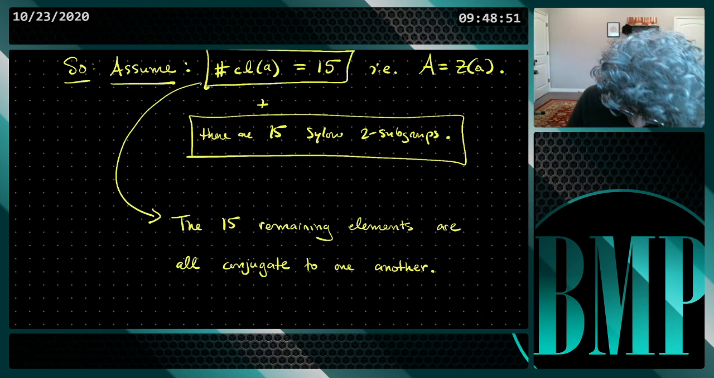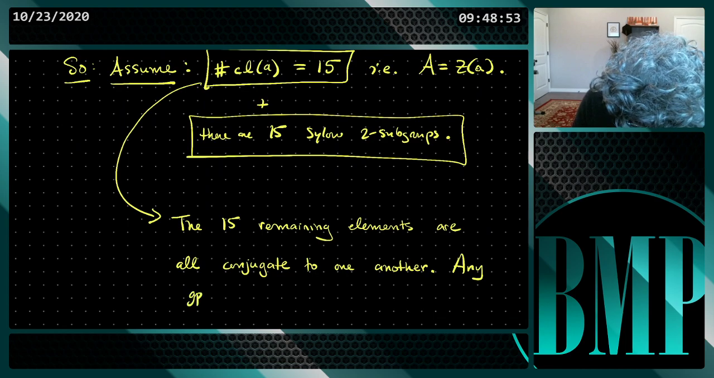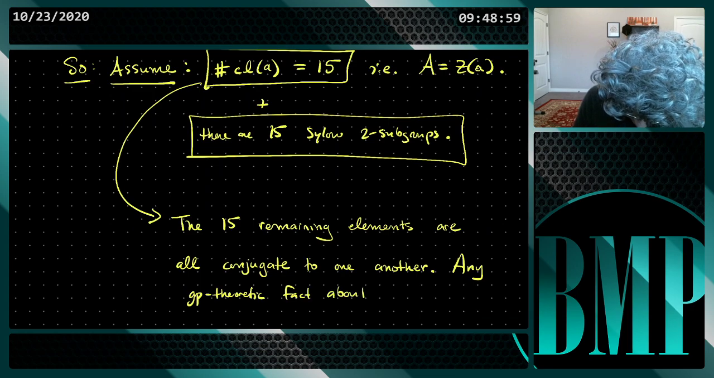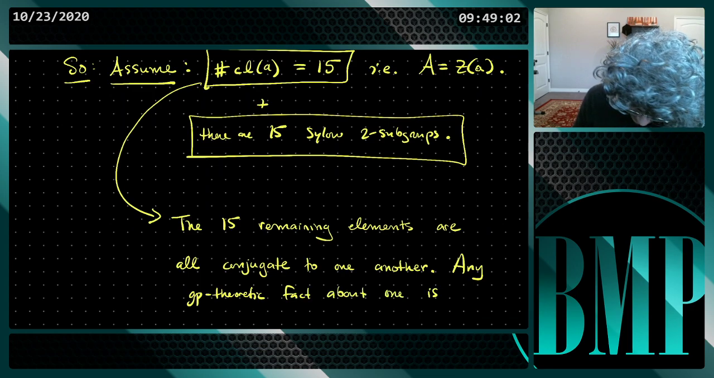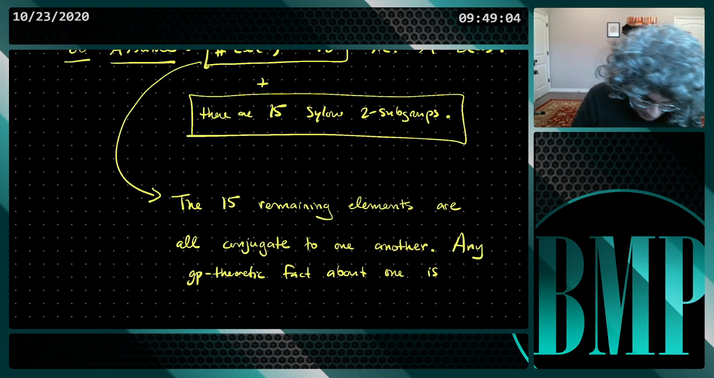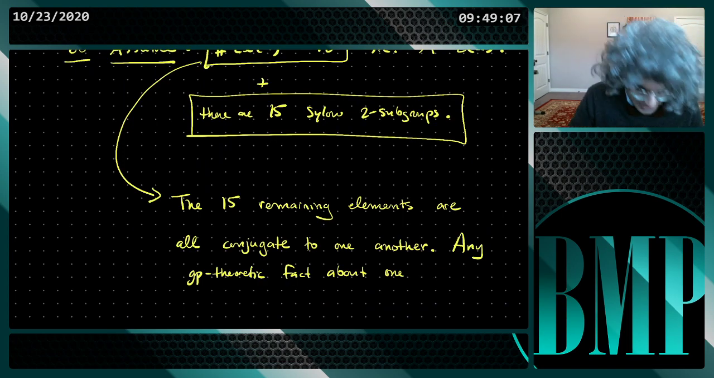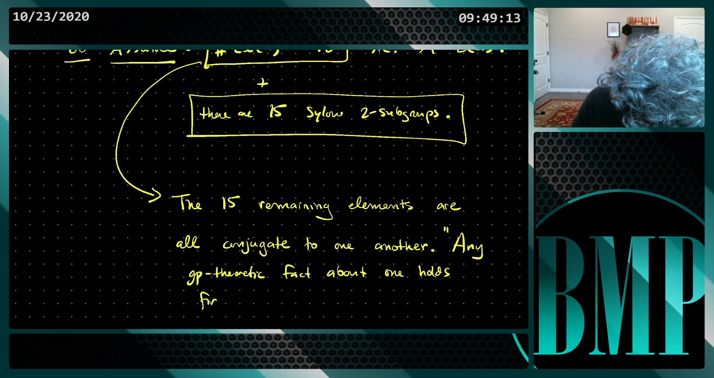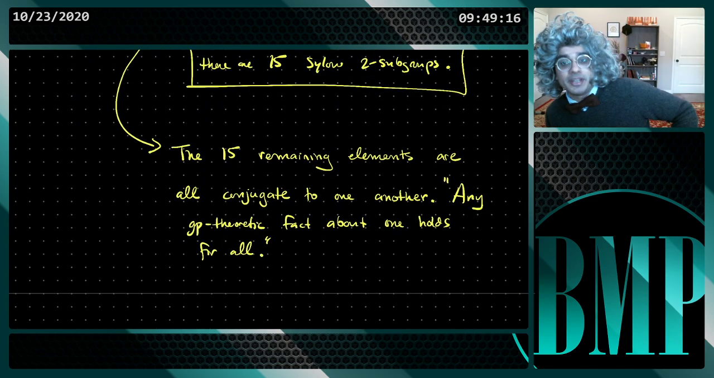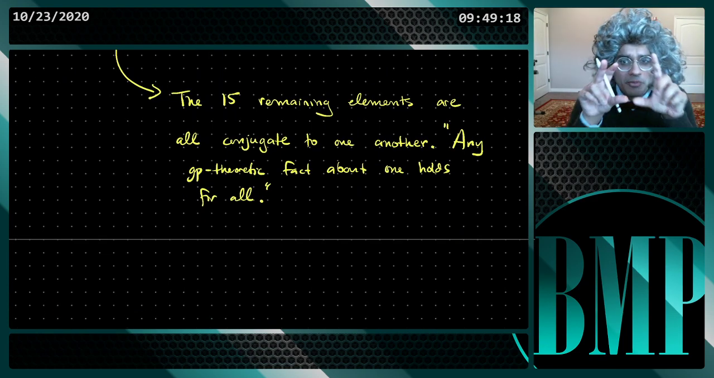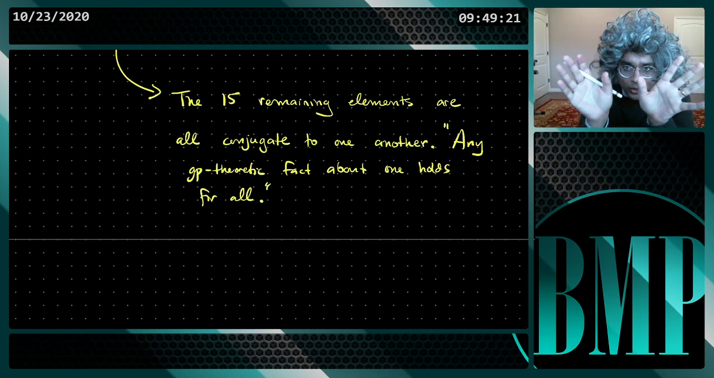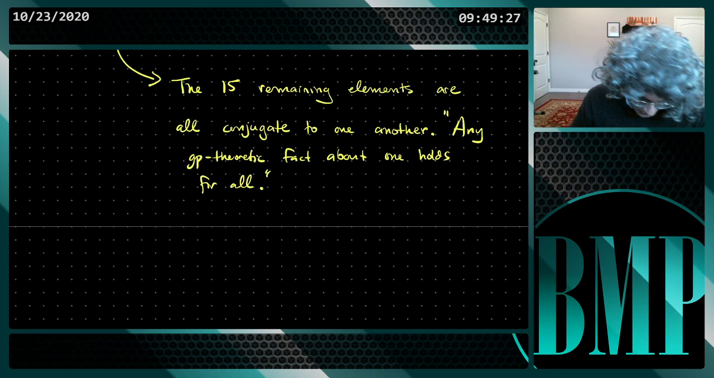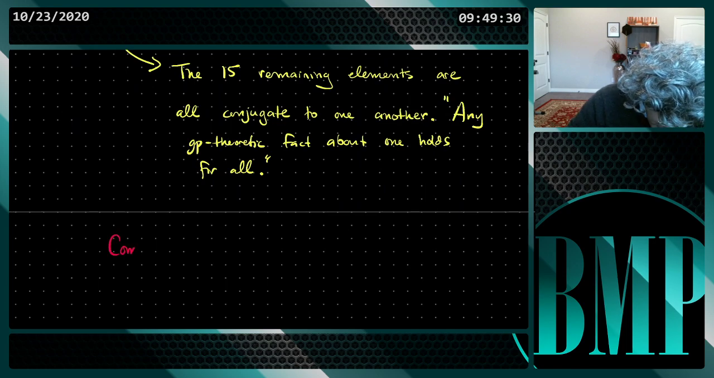So any group theoretic fact about one of them holds for all of them. This is like a vague statement, but I'm going to use it. Just watch. Let's see what I mean. Now I'm going to investigate the way the petals of the Sylow subgroups overlap. It's a complicated picture.